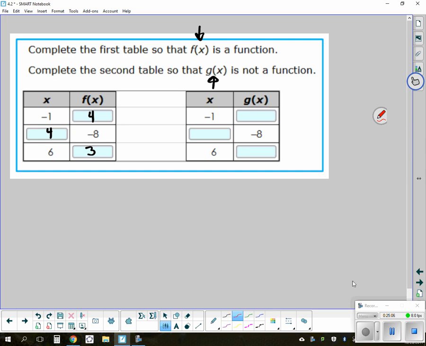Go ahead and pause the video and make this one not a function. Okay, you would have to make that box either -1 or 6, and you would need to make this something other than -8. Okay, go ahead and finish your packet now.